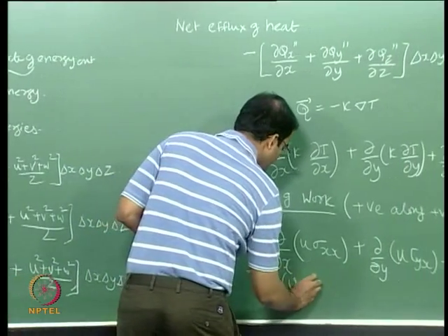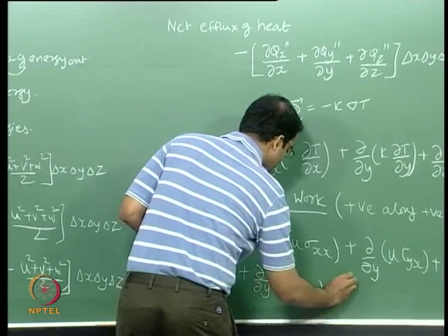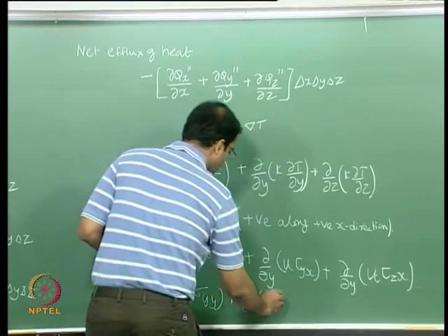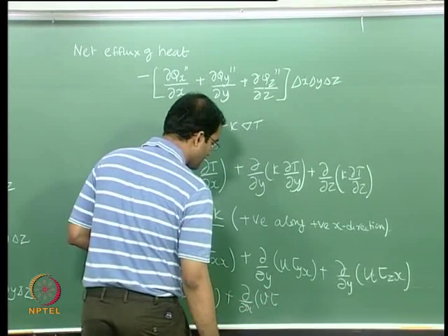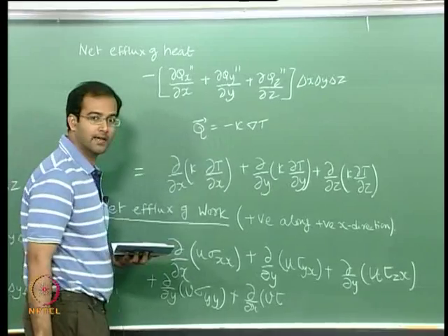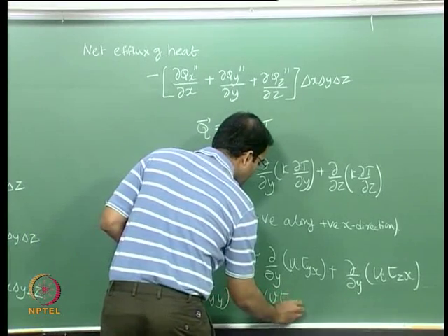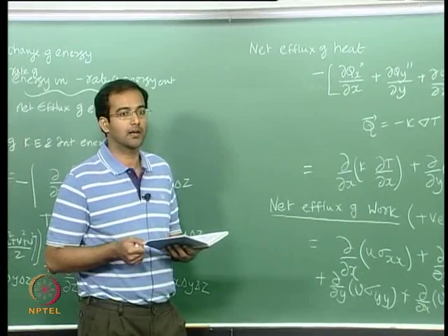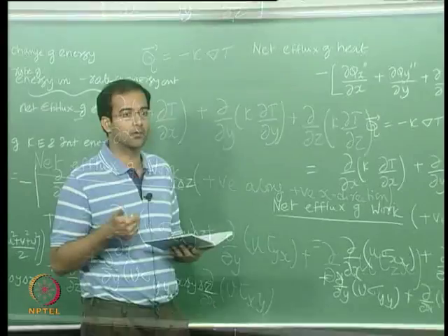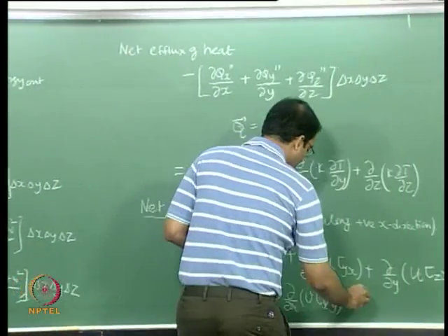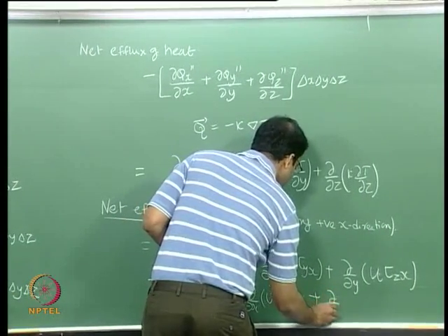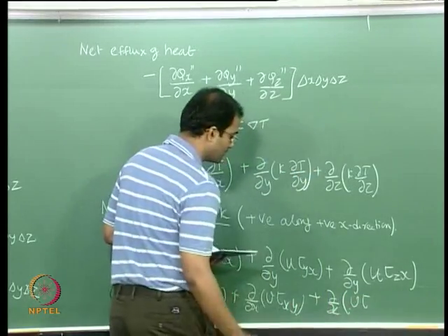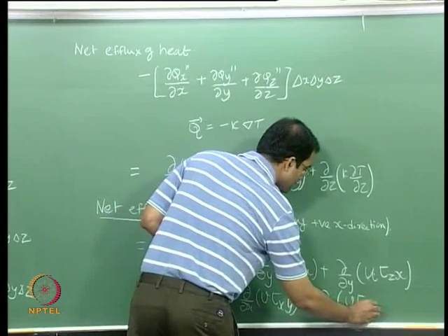Sigma yy plus d by dx into v into tau, is it yx, xy? Okay, you look at this, the last subscript here denotes the direction that we are talking about, in which you are calculating the work or momentum. Okay, plus your d by dz of v into tau zy.